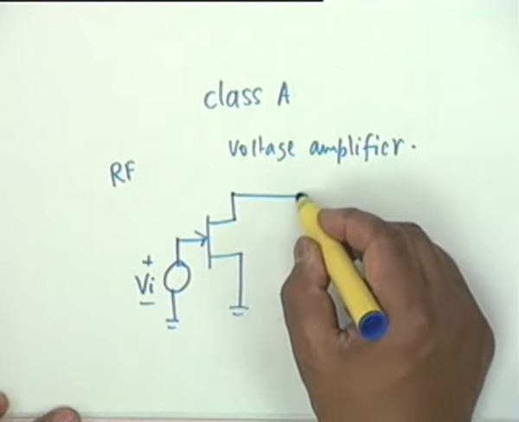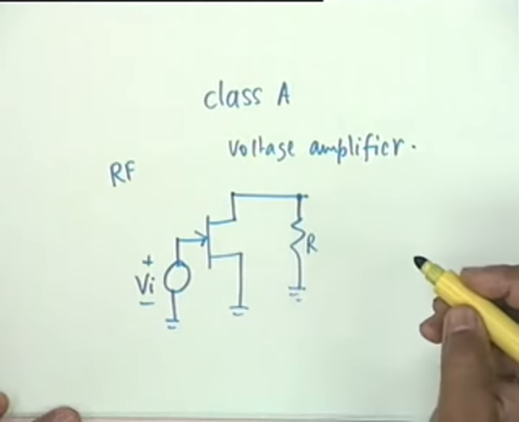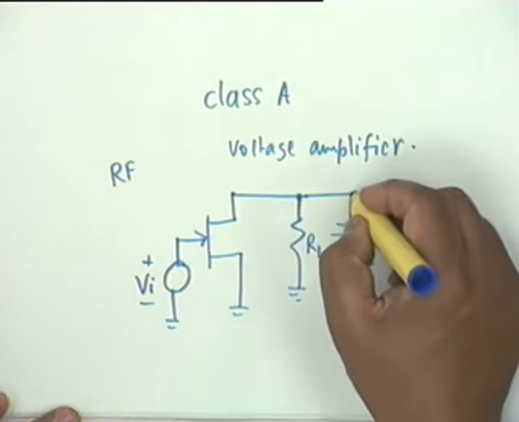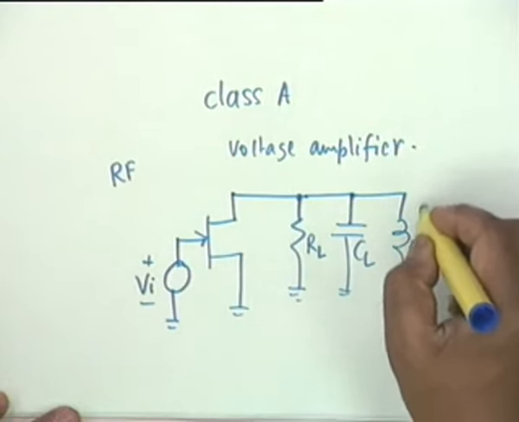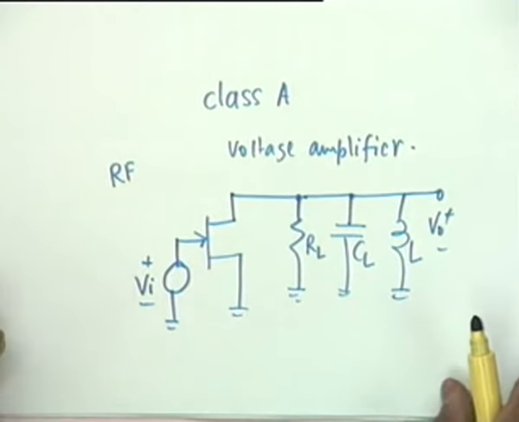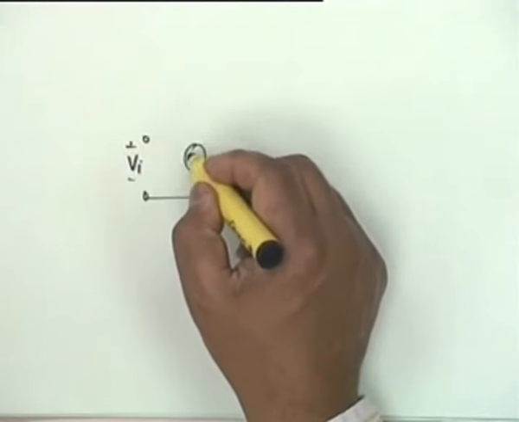load of the drain should consist of a parallel RLC circuit. Let us call this RL, CL, and in addition you have to use an inductance L. If I omit the biasing circuits, well, this is the circuit for a single tuned amplifier. Single tuned because it uses only one tuned circuit. Okay. Now the equivalent circuit of this would be VI plus minus, then gm VI.